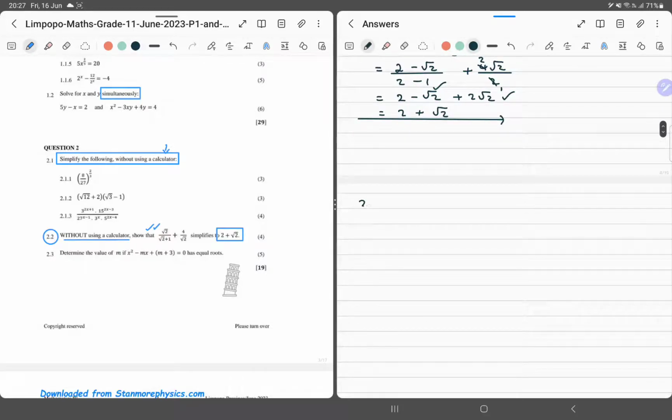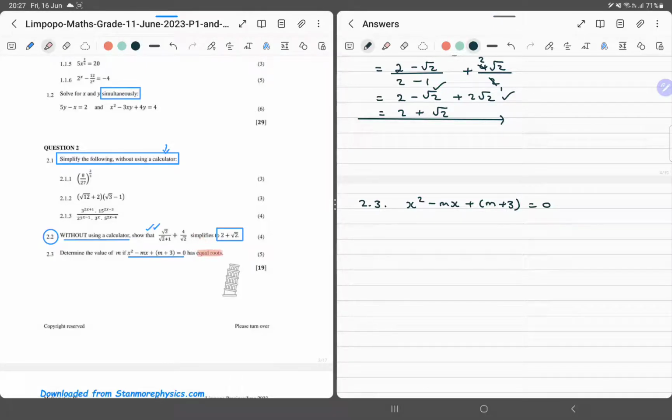So let's do 2.3. 2.3 says, determine the value of m if x squared minus xm, so we've got x squared minus mx, plus m plus 3 is equal to 0. Must have equal roots.